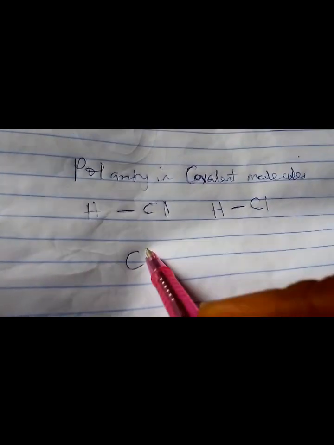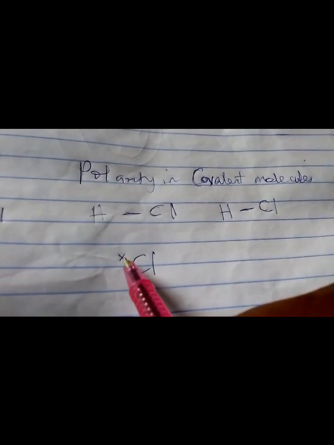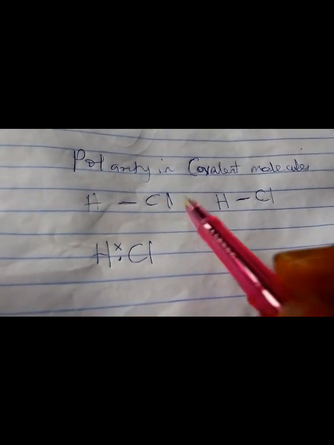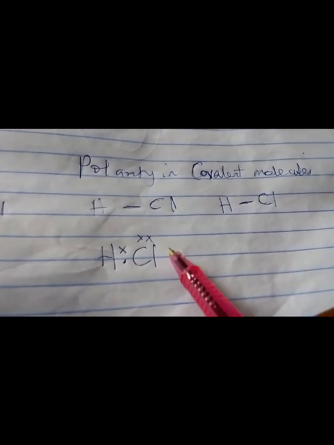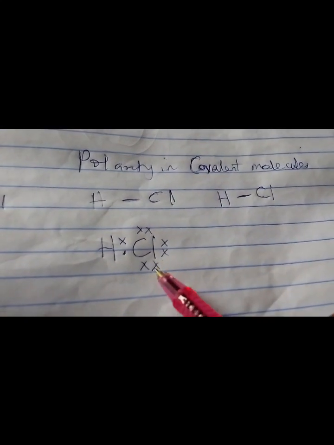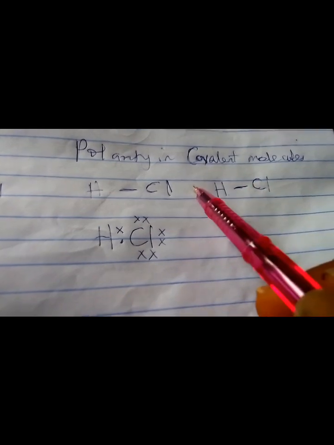Now this is a covalent molecule in which chlorine and hydrogen donate 1 electron each, and they both share the electrons, okay? So that chlorine will have 8 electrons on its outer shell, and hydrogen will have 2 electrons. So this is how the covalent bond between hydrogen and chlorine is formed.